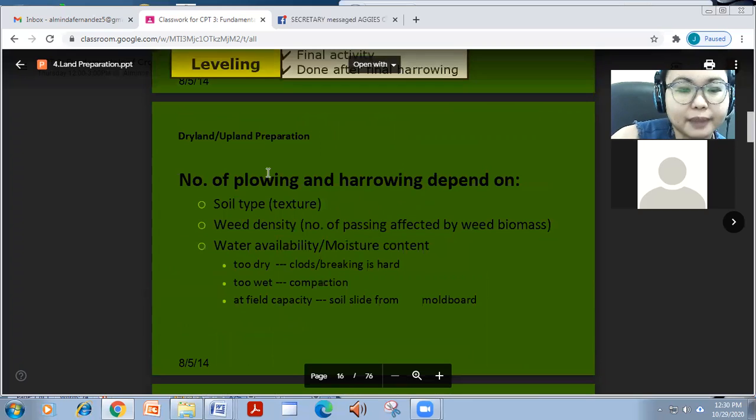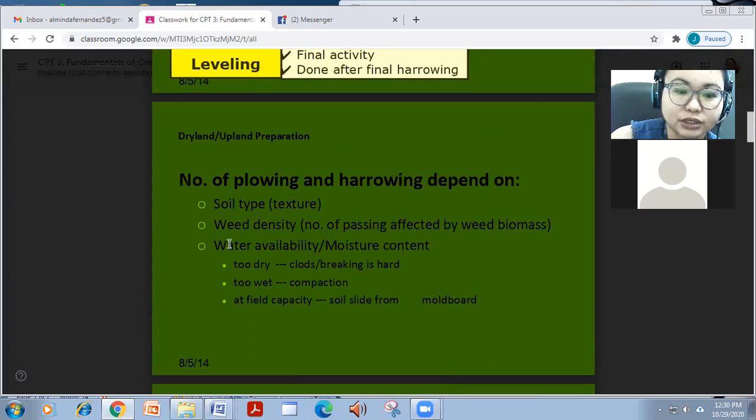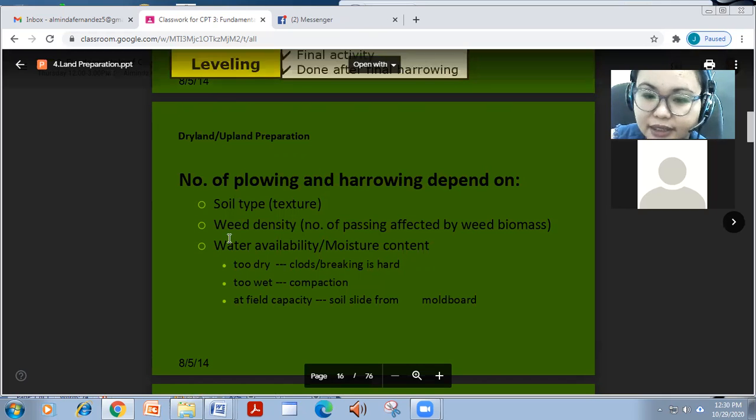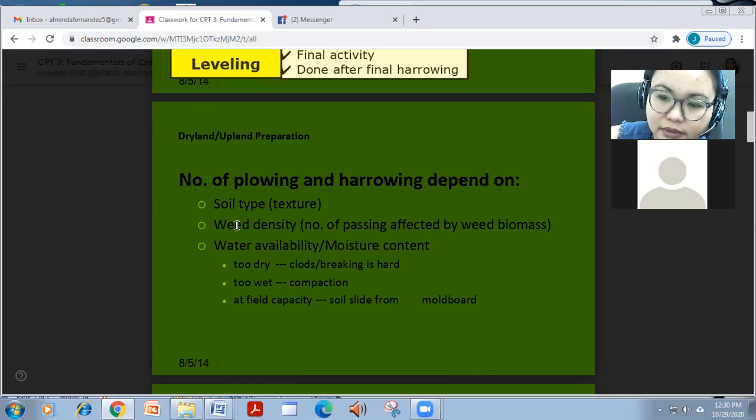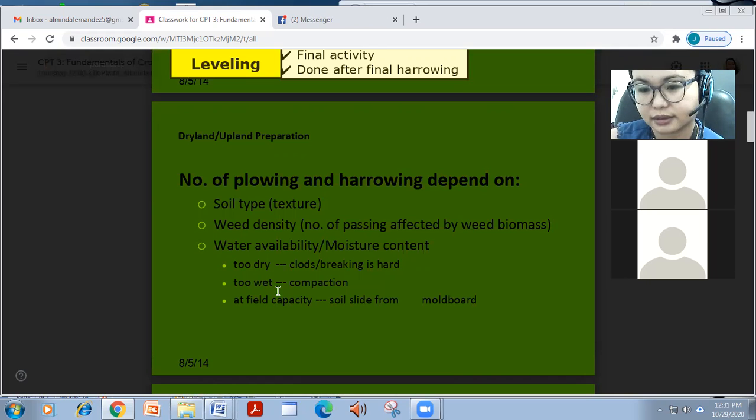So for dryland or upland, like for rice, the number of plowing and harrowing depend on the soil type or texture. So whether it's clay type or do you know the different soil types already, John Ray? The types of soil based on texture. Have you heard clay type, then may loam type, What else? Sand type, ma'am. Yeah, the sand, clay, loam. So those are the different types of soil.